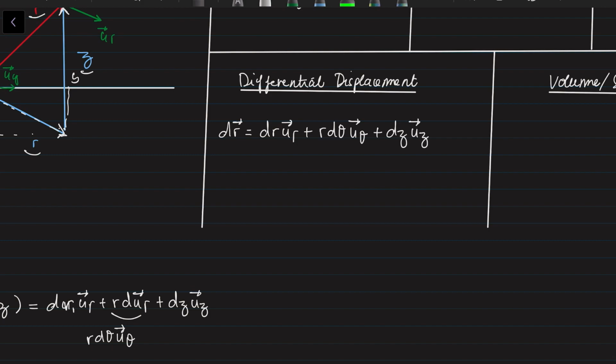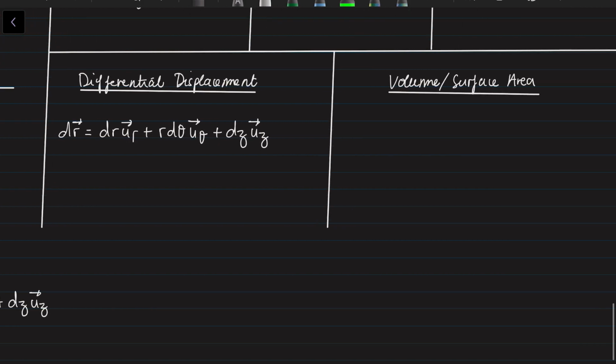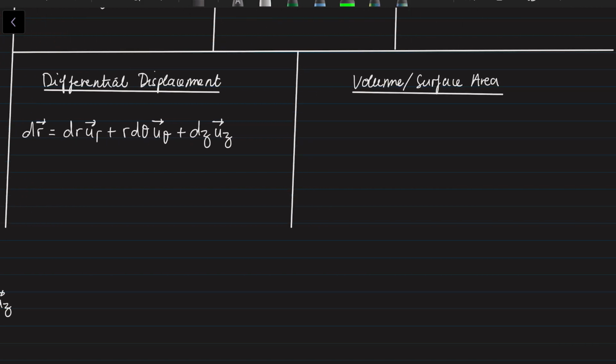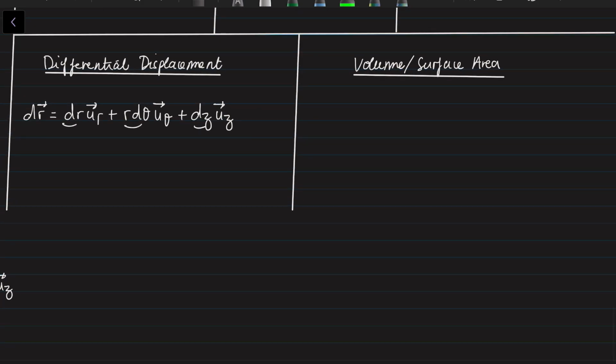So now that we have all of this, we can write down the volume and surface area element in cylindrical coordinates. Remember, the volume and the surface area element is just the volume or the surface area I'm sweeping as I go from r to r plus dr. So all you need to do is multiply the components of the differential displacement vector. So my dV is going to be r dr d theta dz.